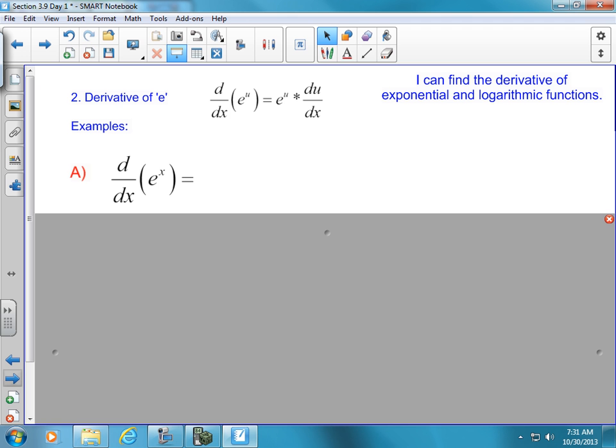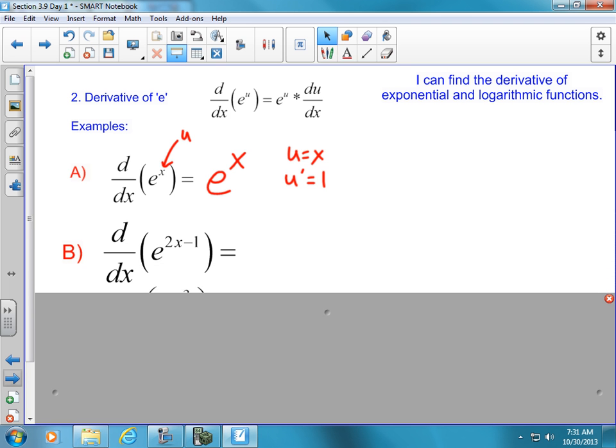All right, the first derivative we're going to learn, I said there were 4 of them, is e to the something. You're going to love this one, because the derivative of e to the x is just e to the x, times the derivative of the u. Again, this is your u, but in this case, u is x and u prime is 1. So the derivative of e to the x is e to the x. I love it.